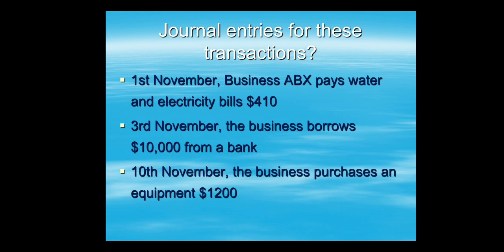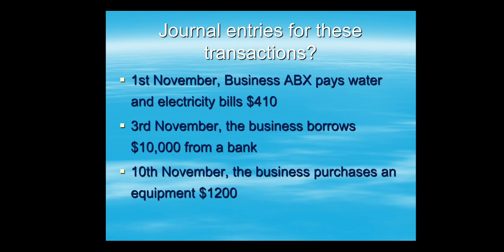And then, okay, the next example. 10th of November, the business purchases an equipment $1,200. Assume that this business purchases using cash. So what is the effect of this transaction on the accounting equation? When a business purchases equipment, the effect on asset is like this. Imagine there is a business and this business purchases equipment. When the business purchases equipment, the business pays first.